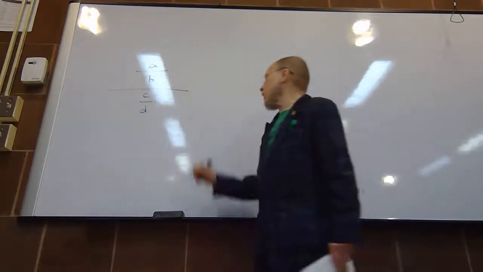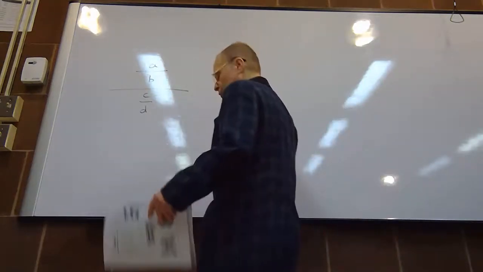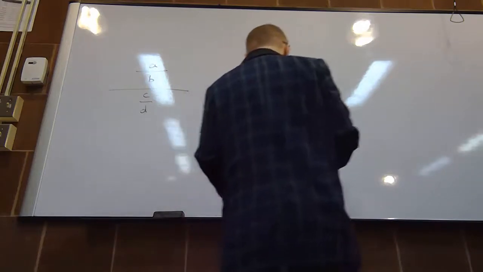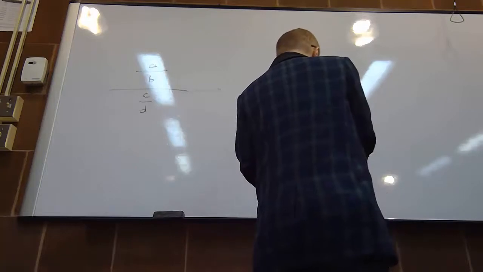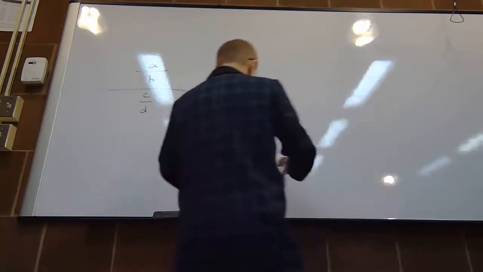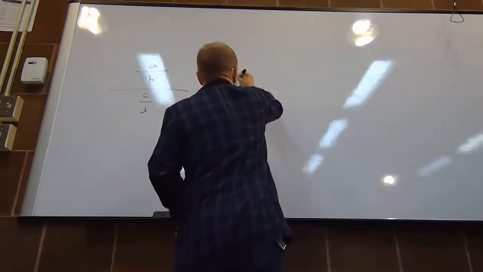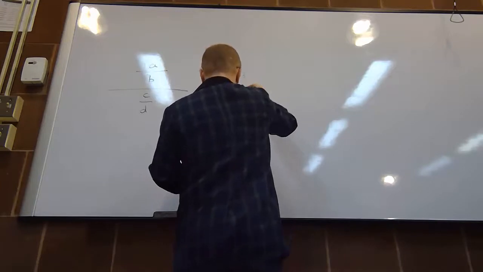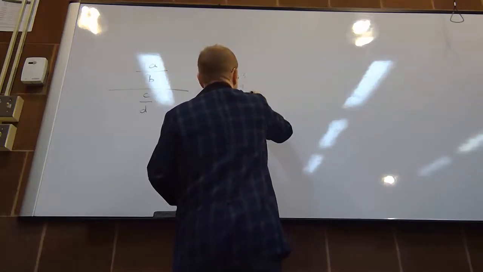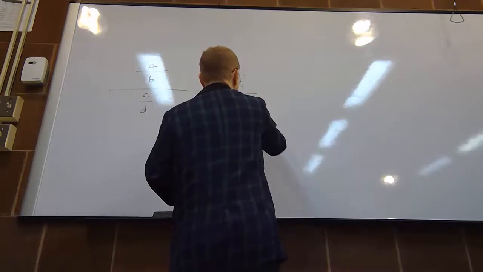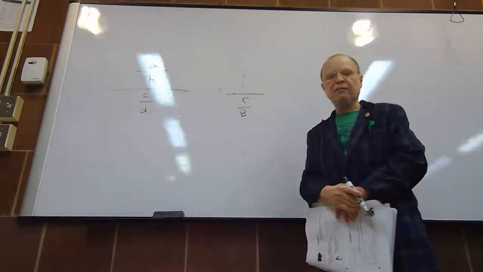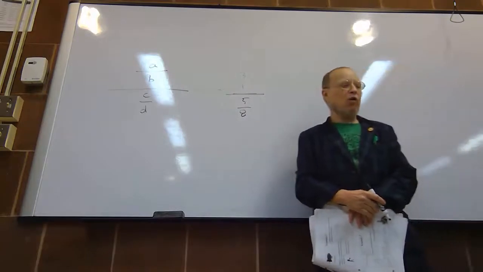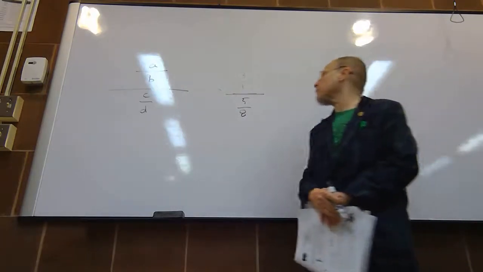So let's look at an example. So we will look at the example 3 over 4 divided by 5 over 8. And this would be example number 1 in either your workbook or your PowerPoint.